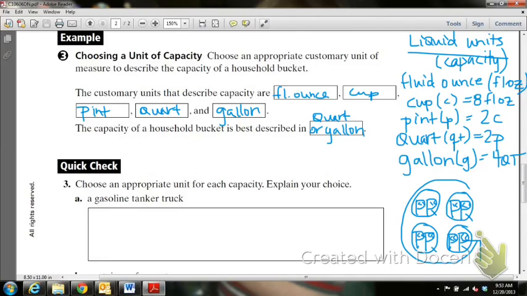So now for the quick check, you're going to choose an appropriate unit for each capacity. Explain your choice. A gasoline tanker truck, like an 18-wheeler that's filled with gas, so it's really big. And for B, a container of yogurt, like a container you would have in your lunch, not a big family size container, just your individual yogurt pack. Okay, so pause the video and try those quick checks, and we'll check your work in class.